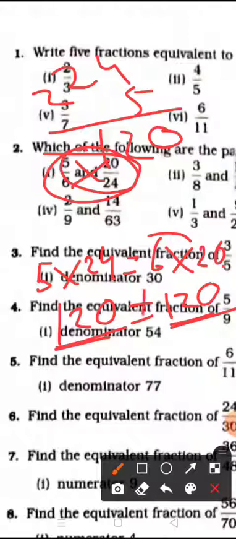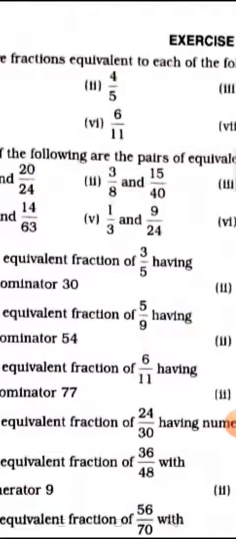If they are not equal, suppose here comes 1, then it is not an equivalent fraction. Have you understood? Like this you have to do the remaining part on your own.